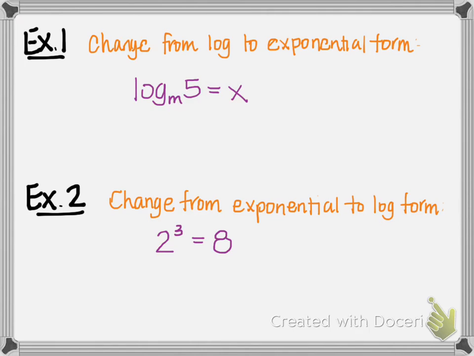Example 1, we're going to change this log expression into exponential form. If I'm given log base m of 5 equals x, notice how I'm saying that out loud. I want to switch that to exponential. The first thing I do is look at the base number. That's going to be my base, so I'm going to have m. And remember that a log is an exponent, so this is my exponent. So it's m to the x. And the result is equal to the number we took the log of, which is 5. And that's it. That's our answer right there.